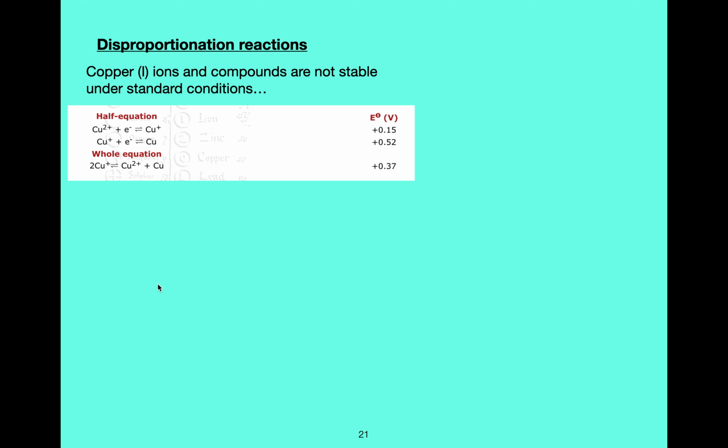Right, disproportionation reactions. Disproportionation, remember, is when an element is both oxidized and reduced in the same reaction. So copper 1 ions are not stable under standard conditions. These are the electrode potentials. So if you look at this, this is more negative, this is more positive. So it's more likely that copper 1 will become copper 2 and the copper 1 would become copper. And that's combined in this equation, and then the E cell for these two would be that. So this is the feasible reaction. We can predict this reaction will take place.